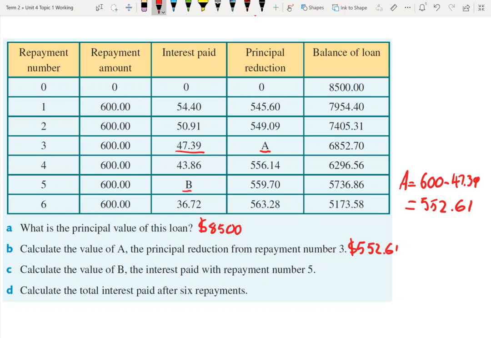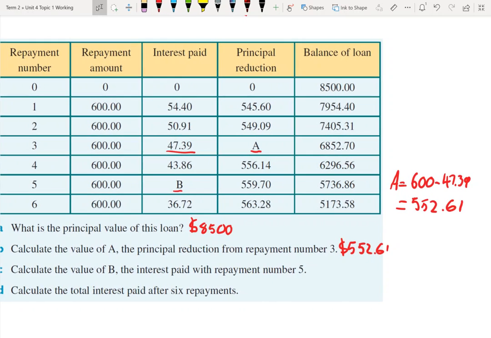Okay, calculate the value of B, the interest paid with repayment number 5. Okay, so we're sort of going to do the opposite thing here, where we know that we paid $600 into the account, and that reduced the principal by $559.70. So the difference between these two numbers is going to be how much interest I actually got charged this year.